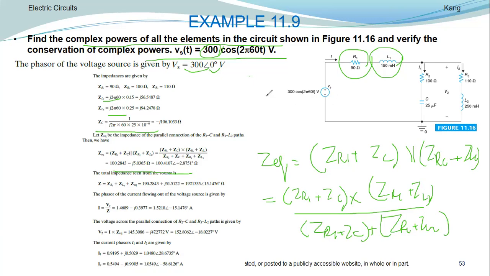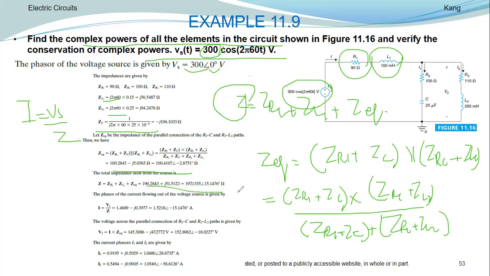So the value of Z for the whole circuit will be equal to ZR1 plus ZL1 plus Z equivalent. For this, I have to find that I equals Vs divided by Z. The Vs value is this one, and the Z value I find from this, so this will be written here. Then V2 equals I multiplied by Z equivalent, so it will be equal to this value. So I1 will be this one, and I2 will be this one for this system.